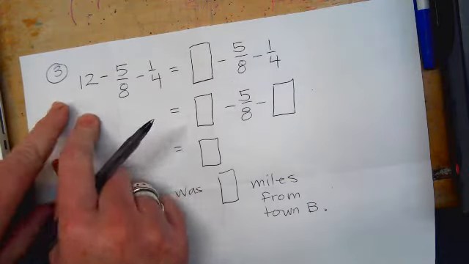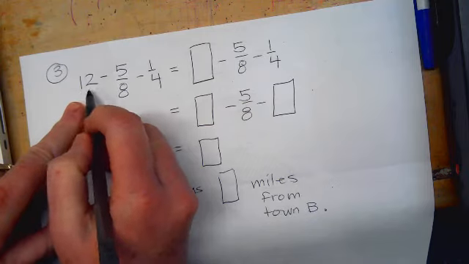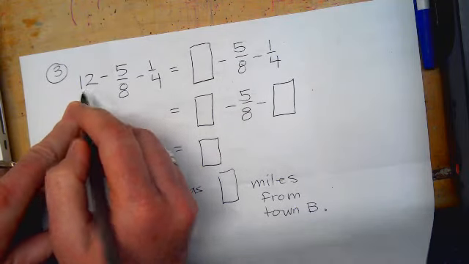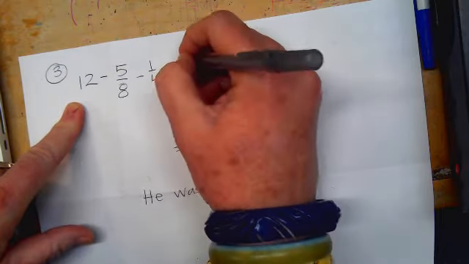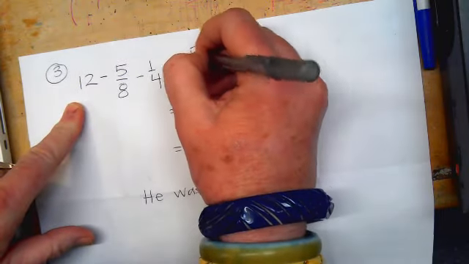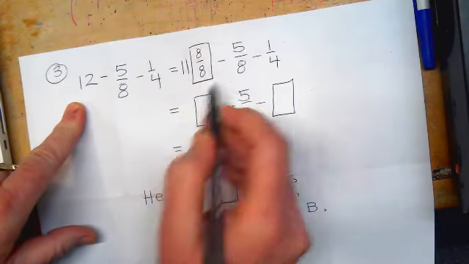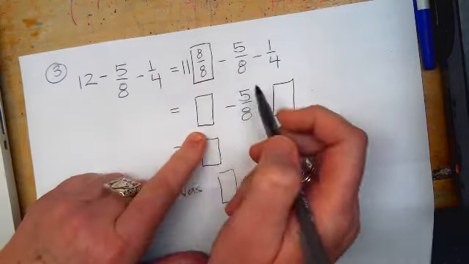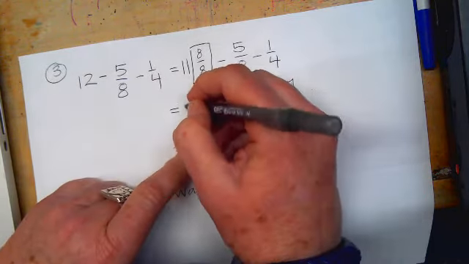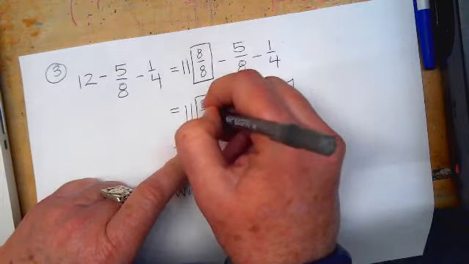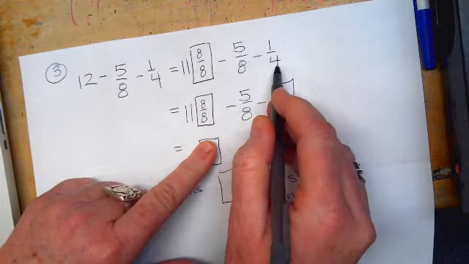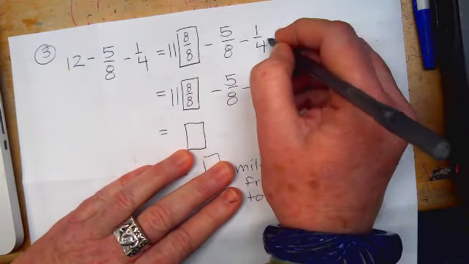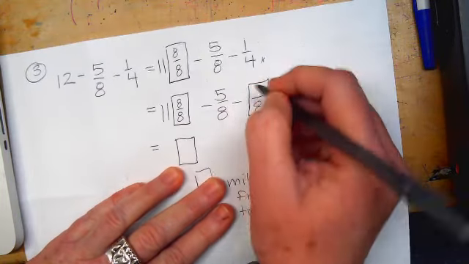All right, so we're going to take this 12 and we're going to convert it into a mixed number. We're going to say that it is the same thing as 11 8/8. We want to have an 8 on the bottom so we can subtract. Now we're going to go like this. We have 11 8/8. This guy over here has to become an 8, right?